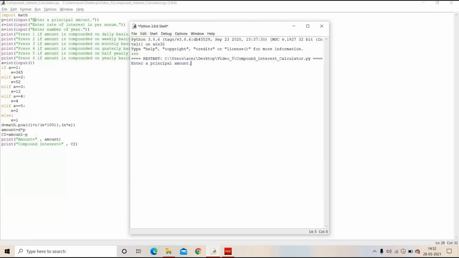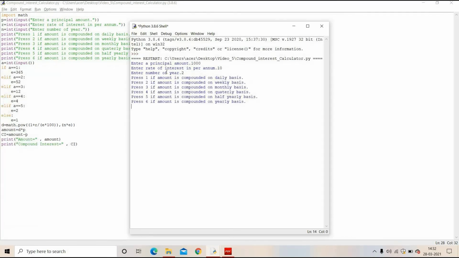So now you have seen that it is saying to enter the principal amount. Let's say principal amount is 1000 rupees. I am investing it at a rate of 10% per annum. I am investing it for 2 years.